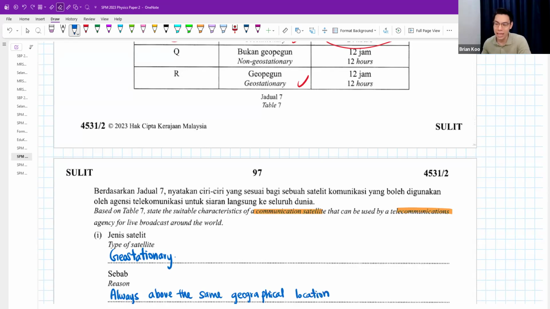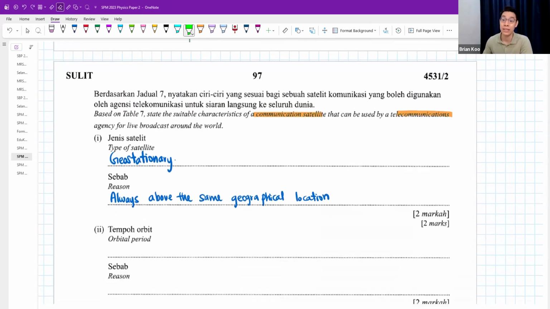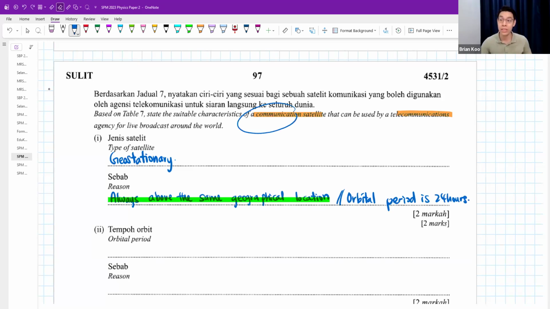Okay, got many other answers that you can say, but if you ask me, this I feel is one of the best reasons. Right? Got other things that you can say, it means that the orbital period is always 24 hours. Because geostationary will always make sure orbital period is 24 hours. And by the way, communication satellite, you need it to be geostationary, or else it will not work.